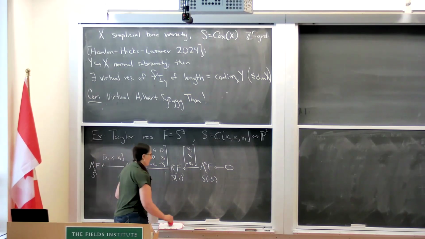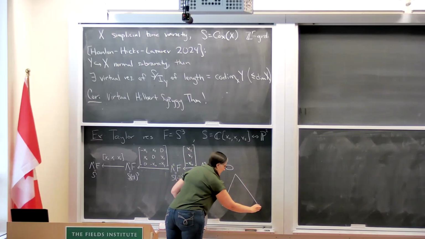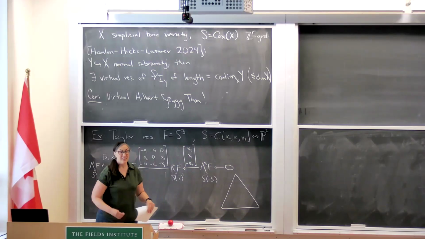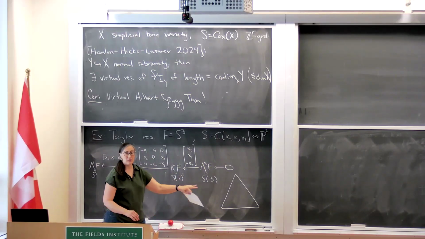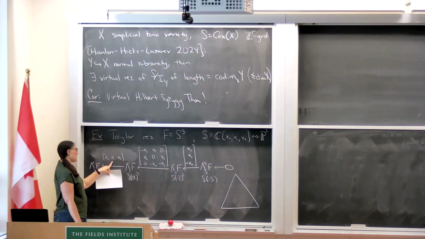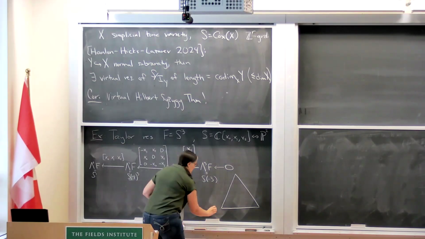I'm going to draw a triangle. This is a simplex in general for Taylor resolutions. You always draw a simplex for this picture. And I'm going to label the vertices with my variables.